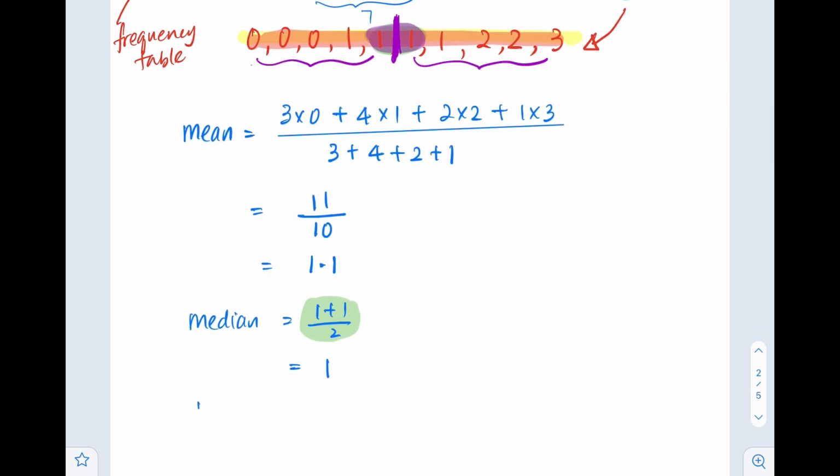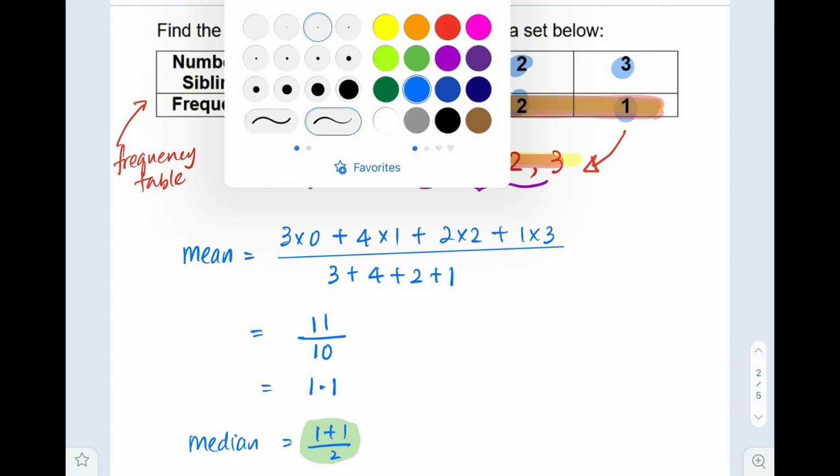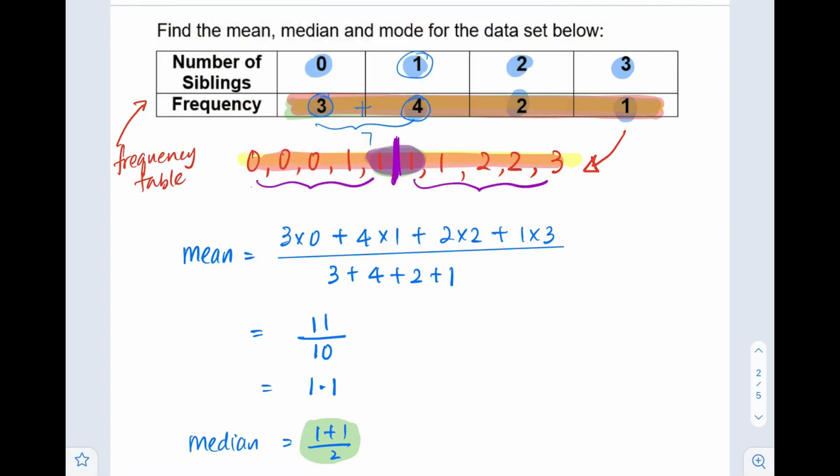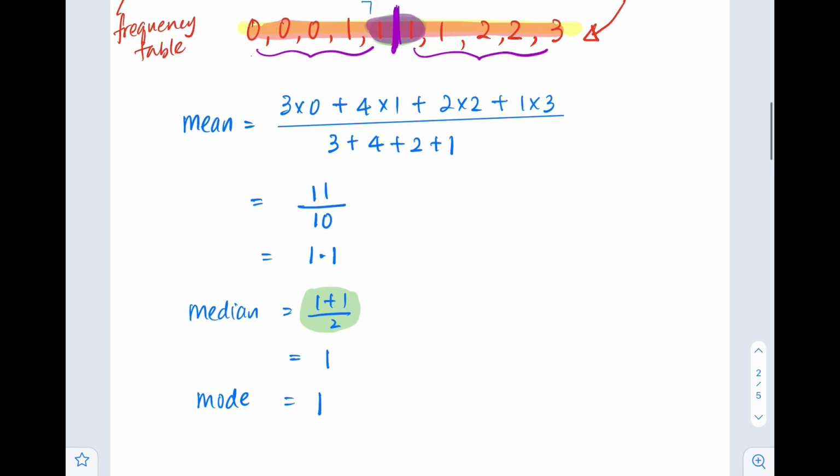Then finally we go to mode. Mode is easy. You just need to look for your highest frequency. In other words, you look at your frequency row and you can see here that 4 is the highest frequency, but 4 is not the answer. It's just telling you that there are 4 ones. So the correct answer for mode is actually 1.